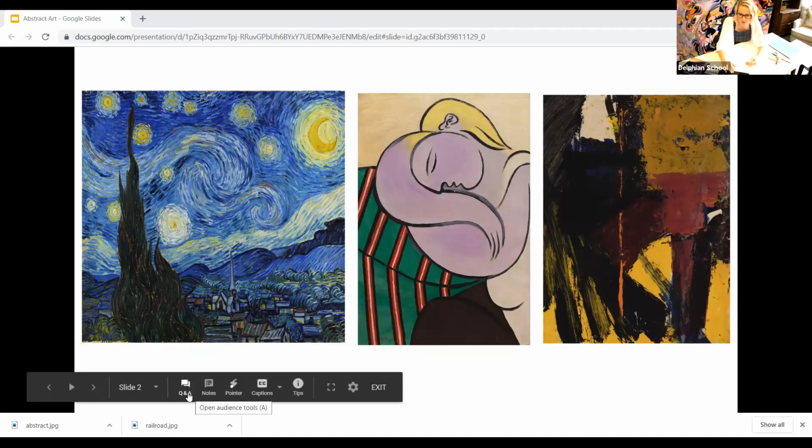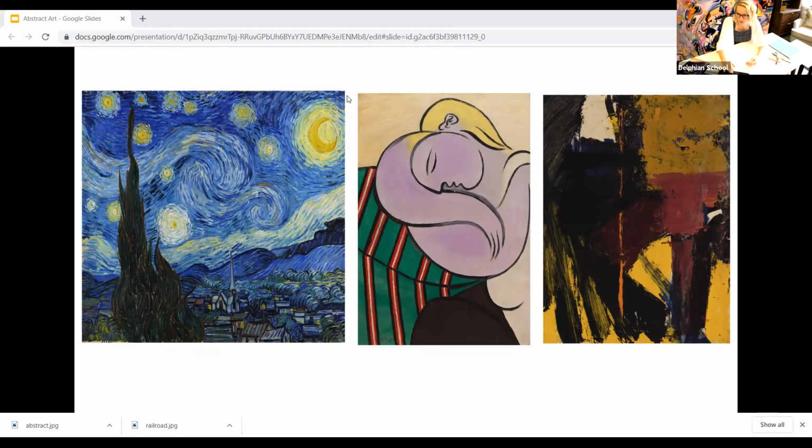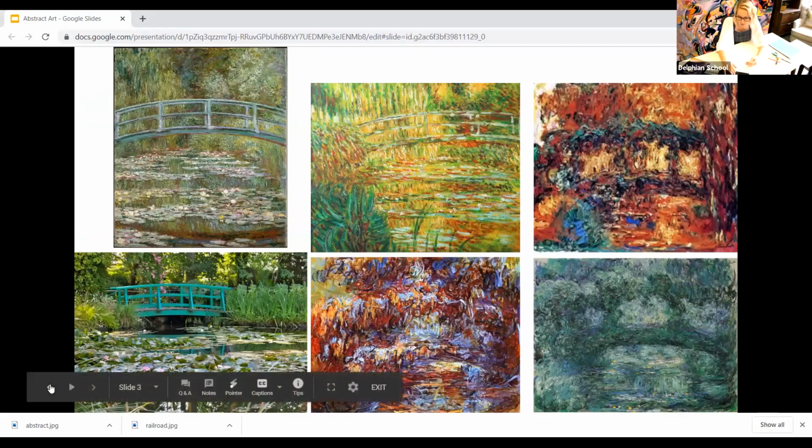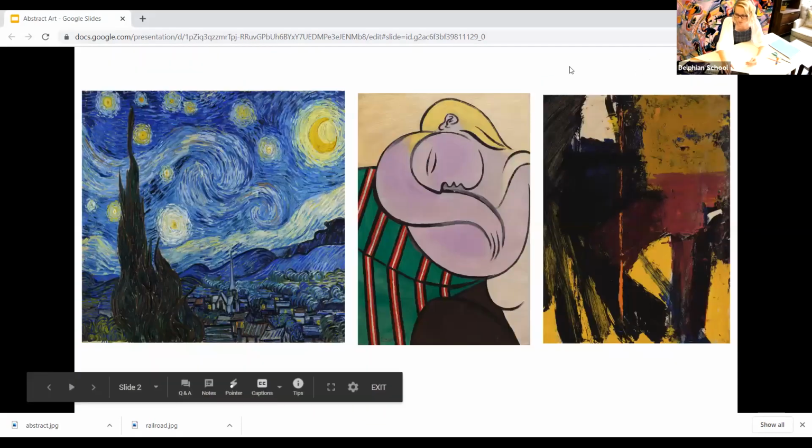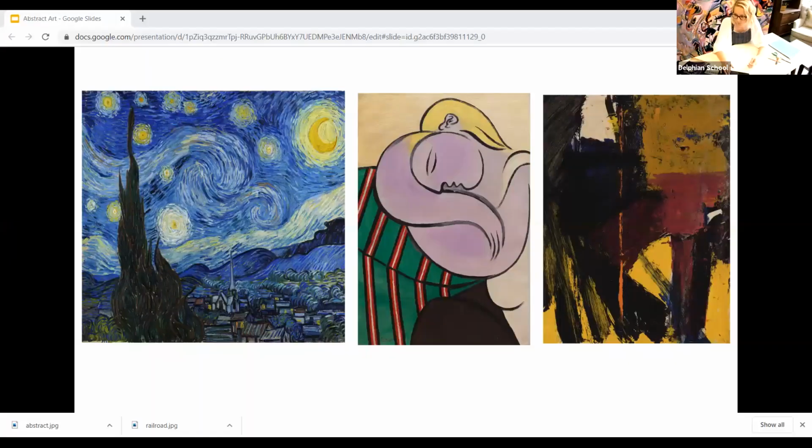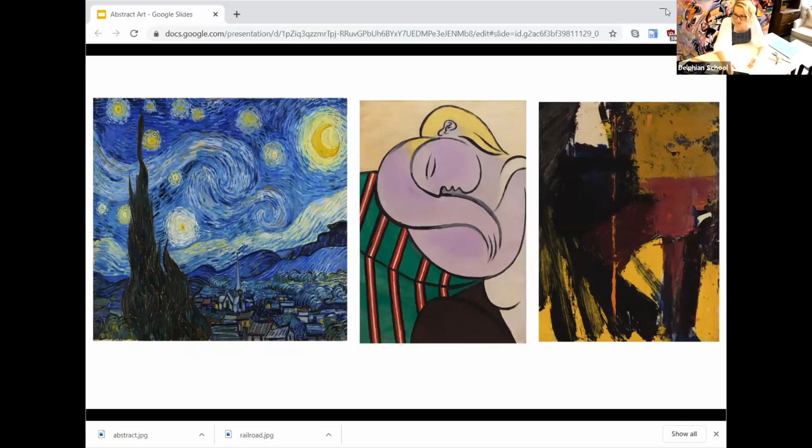Hold on, what is going on here? Let me fix my slideshow. All right. Back to full screen.